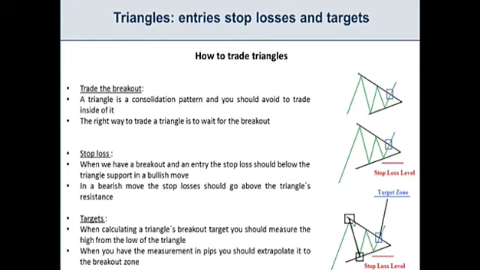In this example, we pick the high of the triangle and the low of the triangle. Remember that the high of the triangle is the first high, and the low of the triangle is the first low. And then we just calculate this move in pips and extrapolate it to our possible breakout area. And we now have our target levels, our stop loss, and our entry area. And this is how a triangle breakout should be traded.